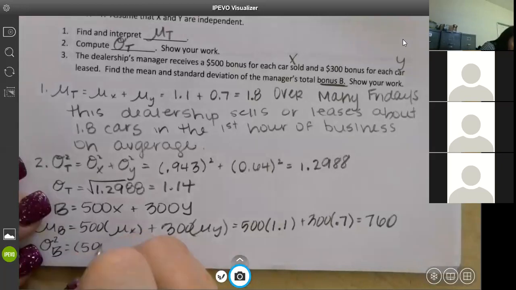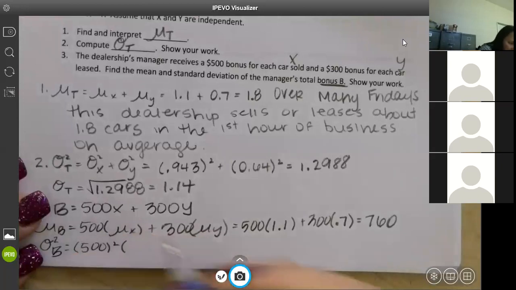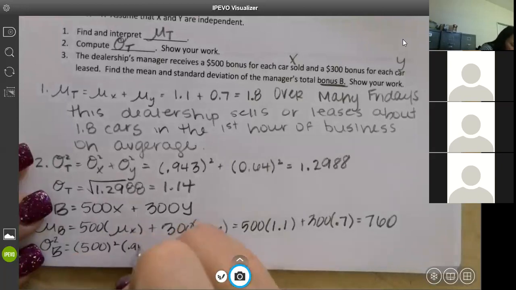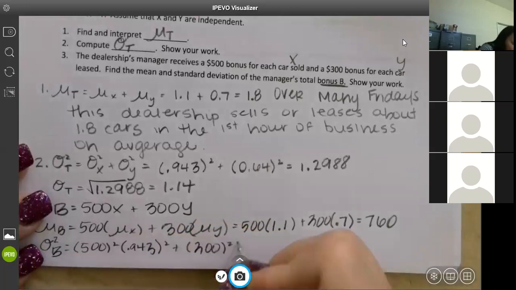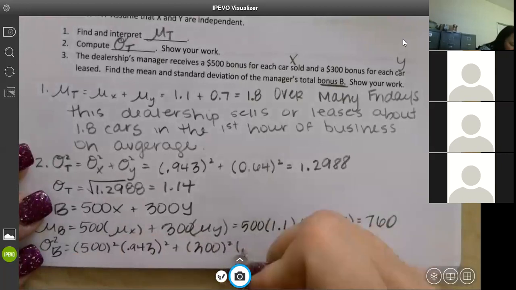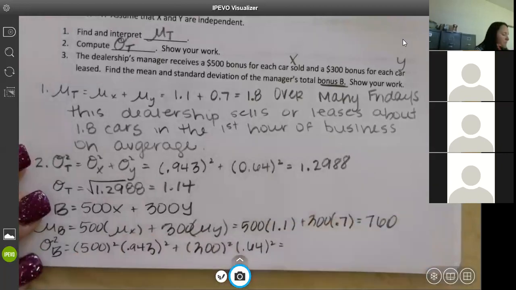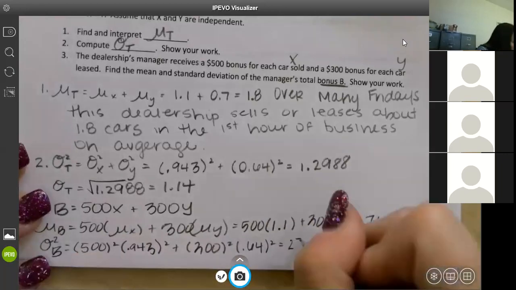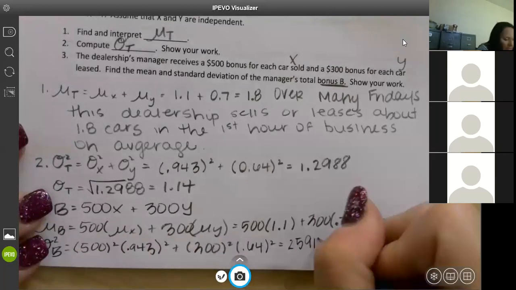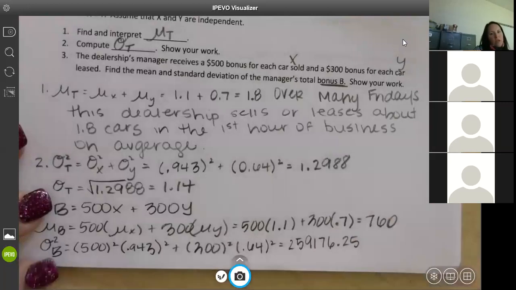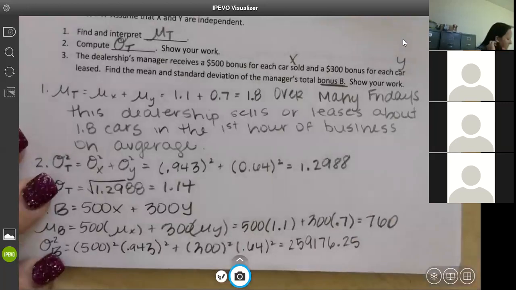Remember, it's got to be 500 squared times your standard deviation, 0.943 squared. Then you got to do 300 squared times your 0.64 squared. It'll give you a huge number, 259176.25. And then what do you do to that? Will you explain why you do that? I get that you have to square them, but why do you do that?